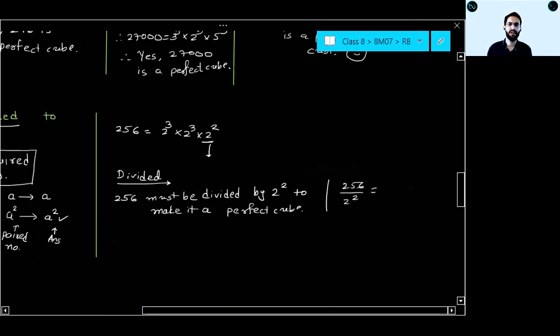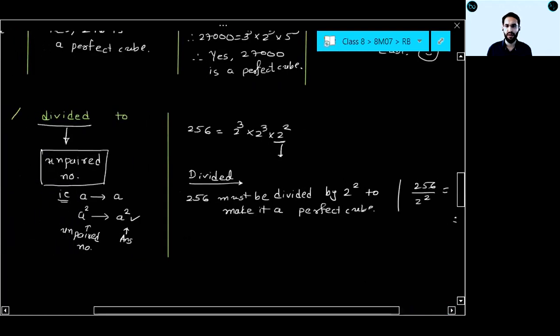If you divide 256 by 2 square, understand this carefully. 256 is 2 cube into 2 cube into 2 square. Divide by 2 square, so it will become 2 into 2, 4 cube. Are you getting my point? 4 cube is 64. This is clear, everyone? Please give me some response. Now, suppose it is a question of multiplied.